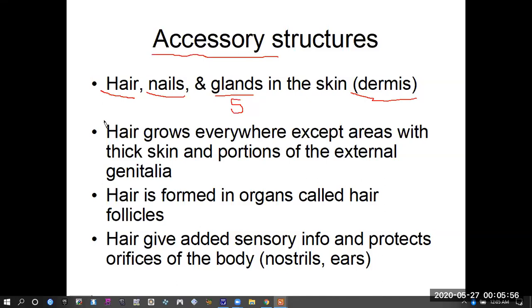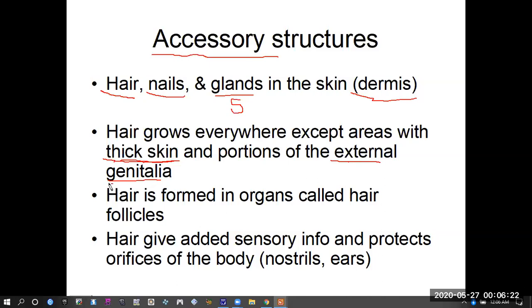So we'll start with the hair. And we see that hair has the potential to grow in almost all areas of our skin. So truly, just pointing out the exceptions: thick skin, so the palmar and plantar regions, for example, and areas of the reproductive organs. Those are the few areas that lack any potential to grow hair, typically.